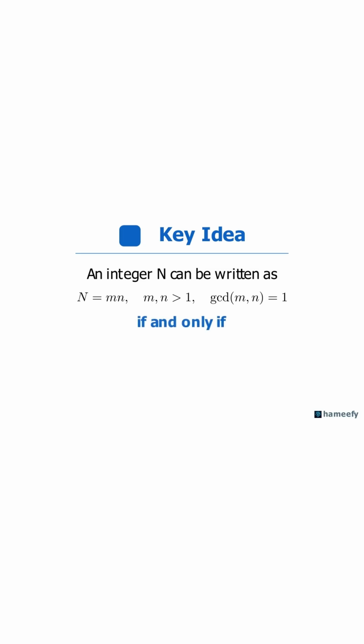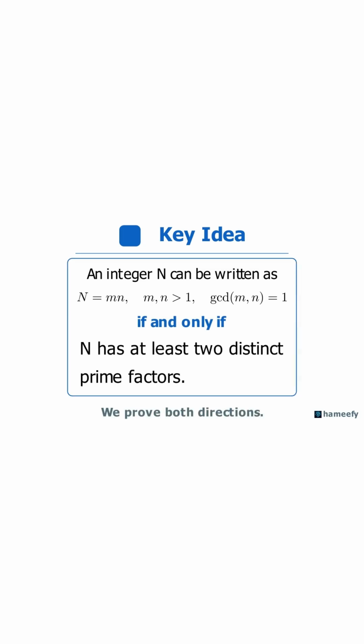Here is the key idea. An integer n can be written as m times n, with m and n both greater than 1 and GCD equal to 1, if and only if n has at least two distinct prime factors. We will prove both directions of this equivalence.